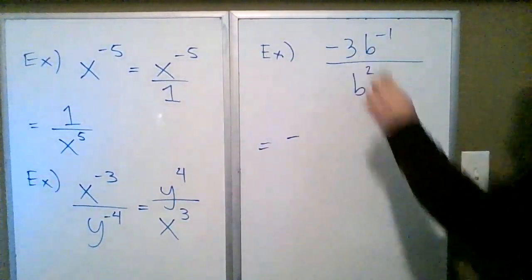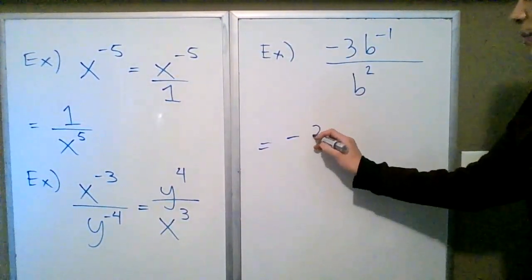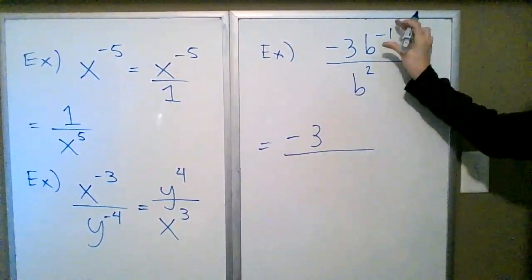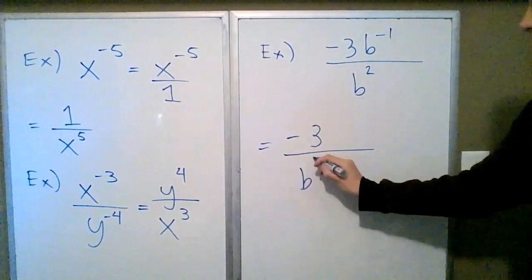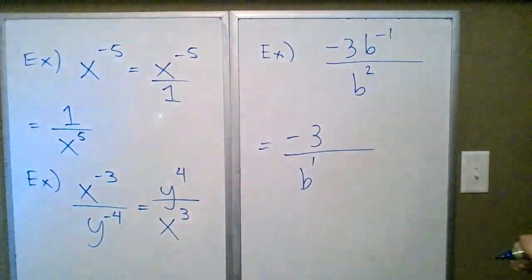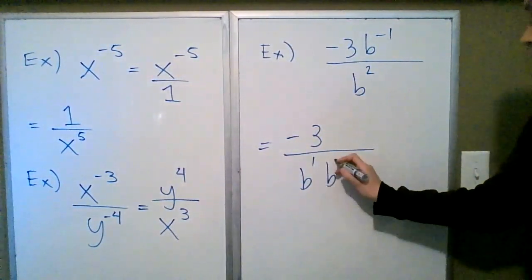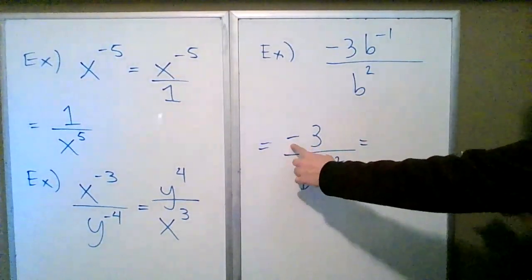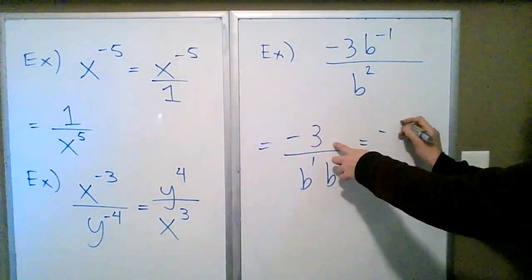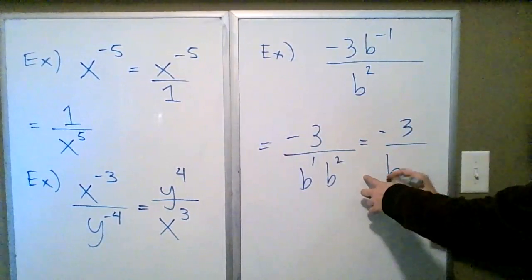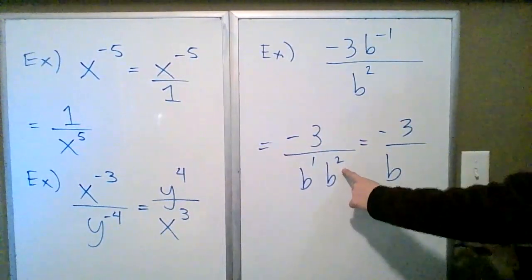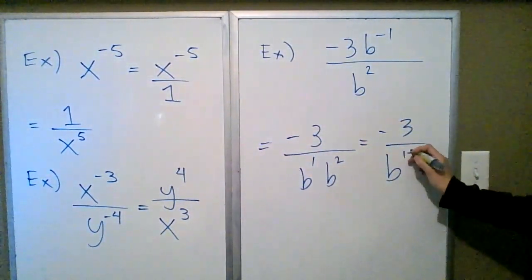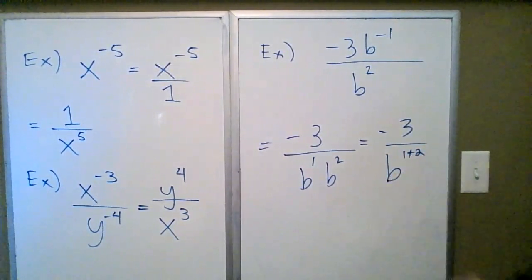So again, 3 stays right where it is. It doesn't have any negative exponents on it. It's b that we're going to bring down, b to the first, and it's multiplied with b squared. Okay, so don't forget your negative sign. We've got a -3 over b to the power of 1 plus 2. It's -3 over b cubed.